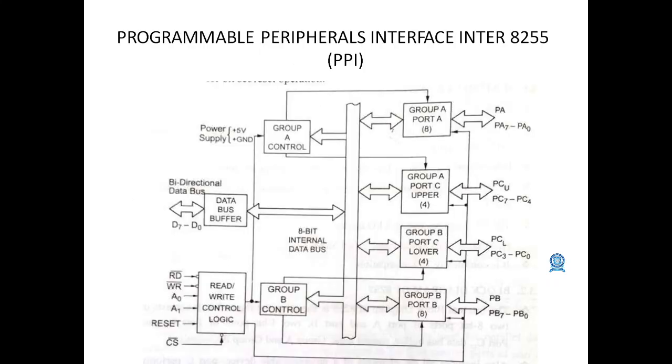This is the layout of the PPI interface Intel 8255, which has a central bus and is divided into group A and group B. Group A has port A and port C upper, and group B has port C lower and port B, in which PA7 to PA0, PC7 to PC4, PC3 to PC0 and PB7 to PB0 are on the right hand side. On the left hand side we have group A control and group B control, with a data buffer at the center to send and receive the bidirectional 8-bit data bus, and power supply plus 5 volt and ground is given. The bidirectional data bus has D7 to D0, and the read write control logic has A0, A1, reset and CS.